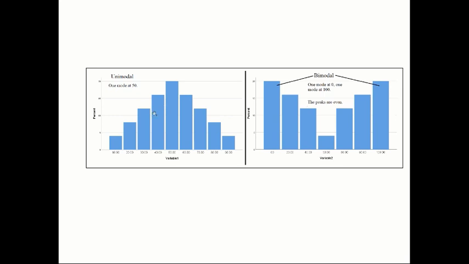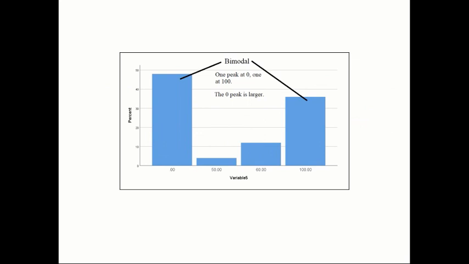Here's an example of a graph that is unimodal with one mode around 50. There's one clear peak. Here's an example of a bar graph that is bimodal with one mode at 0 and the other at 100. These are two distinctive peaks, and the peaks are about the same size. Here's an example of a bar graph that is bimodal with one mode at 0 and the other at 100, and the 0 mode is the larger one.